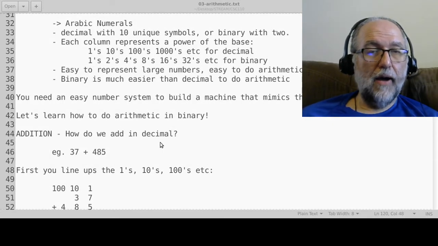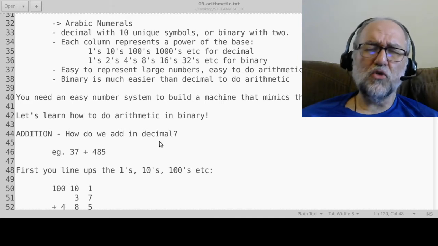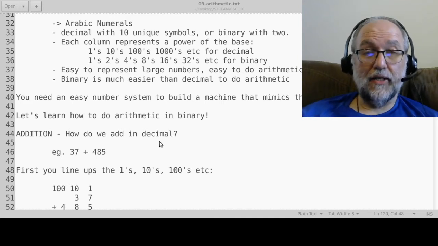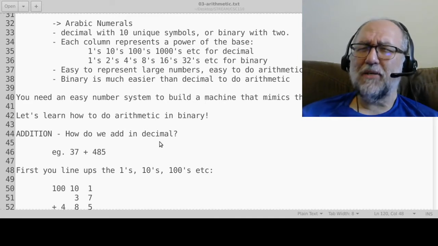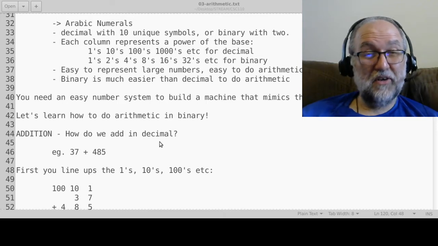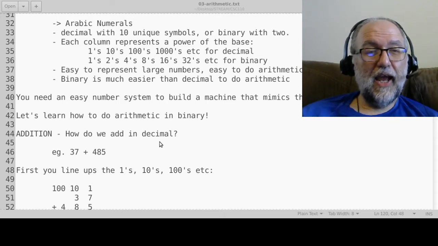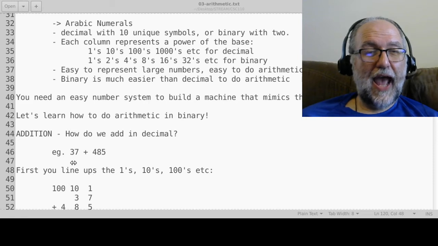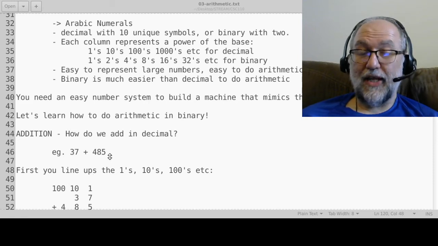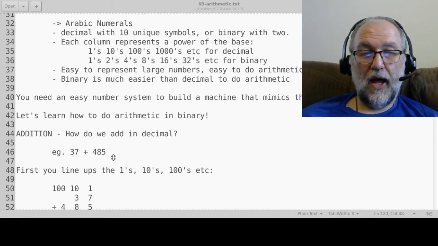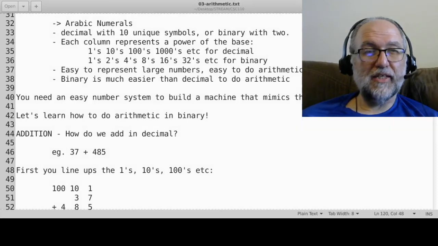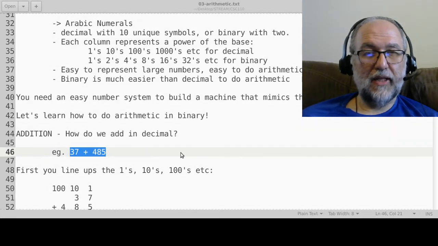Before we start adding in binary, let me just remind you how you add in decimal. I guess I'm going back to maybe grade 3, grade 2, some point like that. And you remember you had a question like add 37 to 485. So you say, well, how do I add those two? And they would ask the question exactly like this.